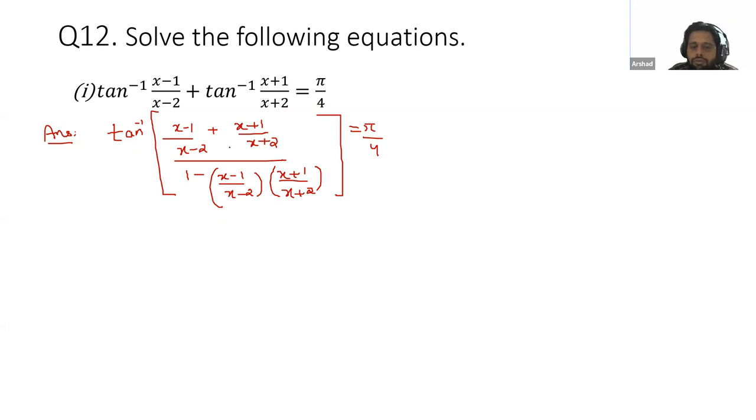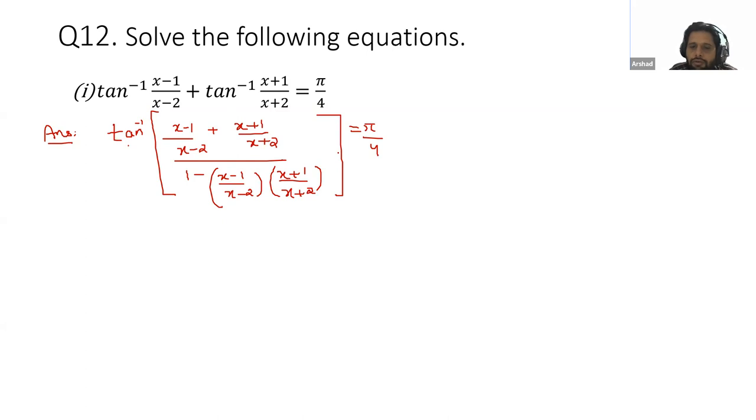Now, you need to solve this. Take the LCM in the numerator, solve it. Similarly, in the denominator, take the LCM, multiply this. And finally, this tan inverse can be shifted to the right side. So first of all, please solve this. Then shift this tan inverse to the right side. This will become tan pi by 4, and tan pi by 4 value is 1.